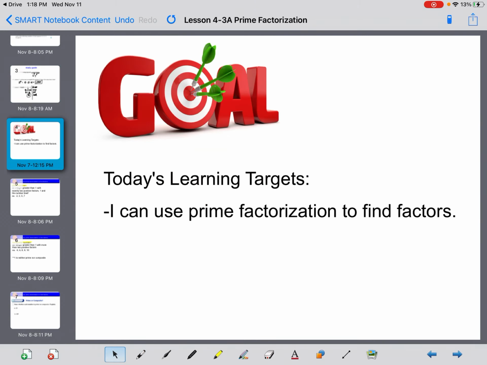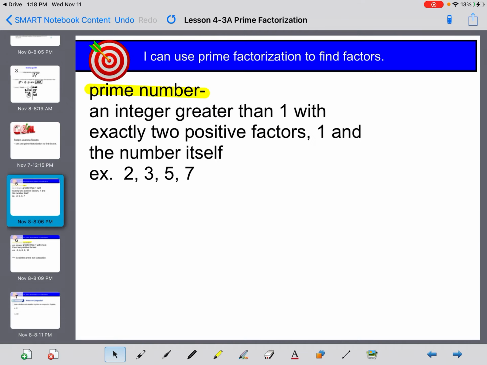For today's lesson, our learning target is to use prime factorization to find factors. First, let's go over some vocabulary. What is a prime number? A prime number is an integer greater than 1 with exactly 2 positive factors. Exactly 2 factors: 1 and the number itself. Those, what I've highlighted, is the most important part.